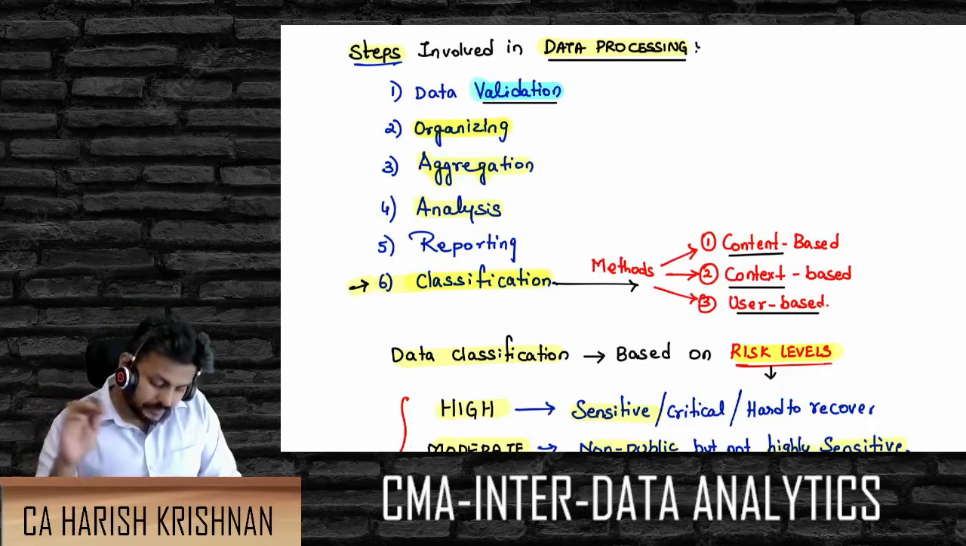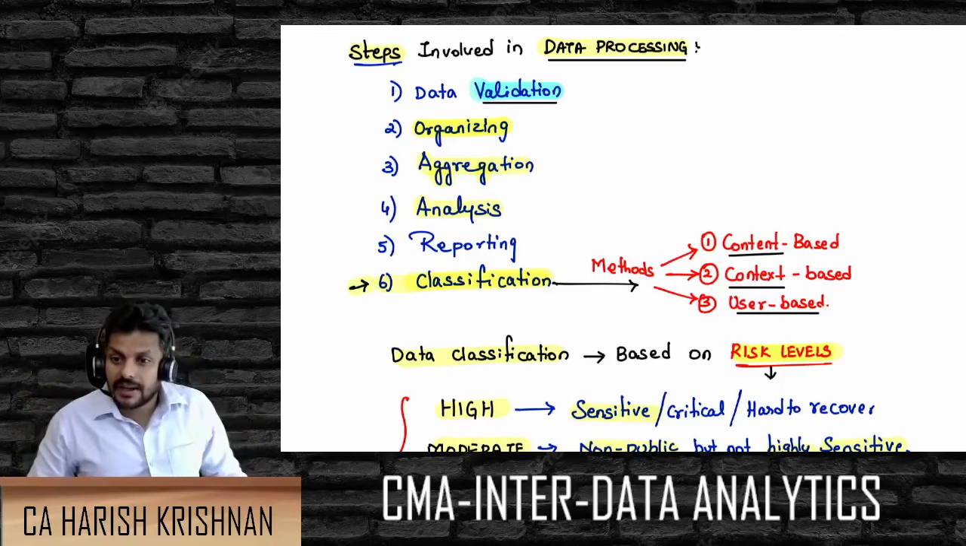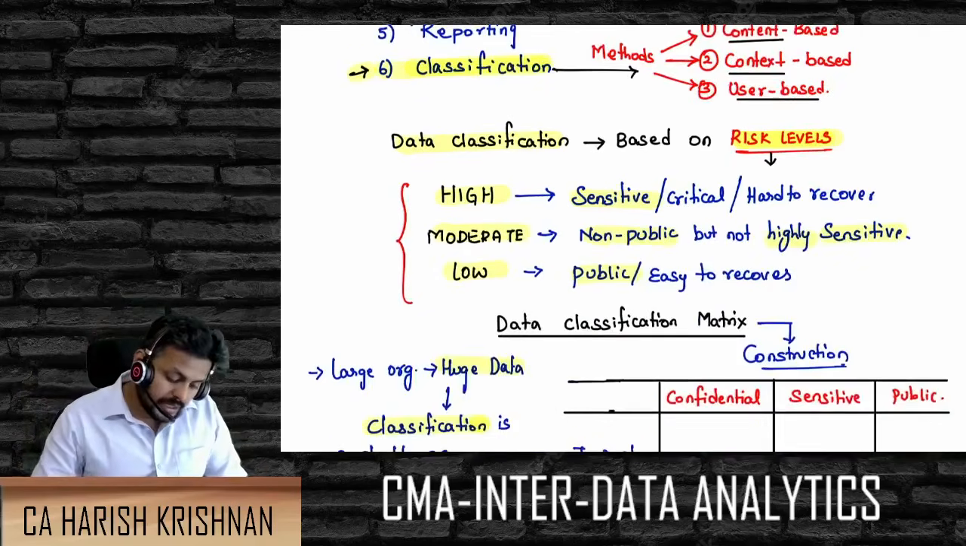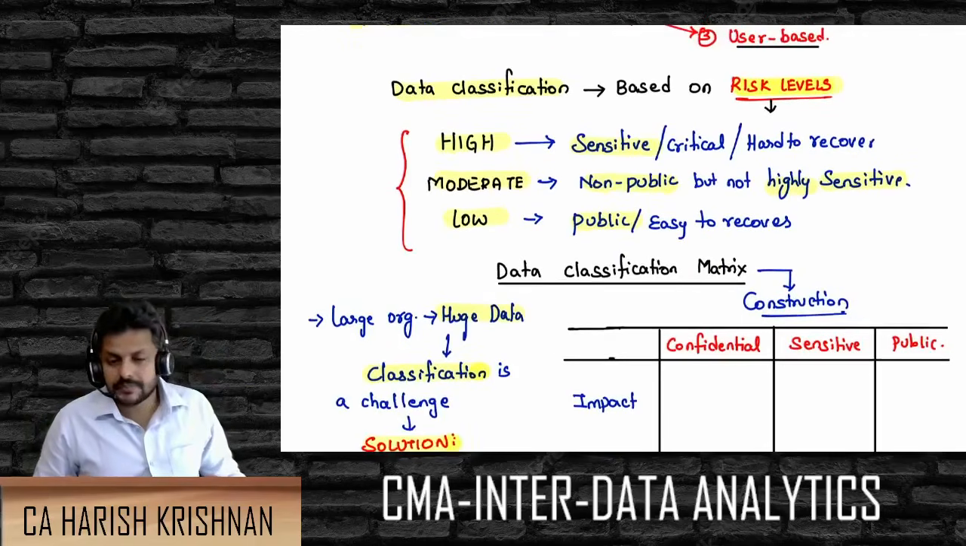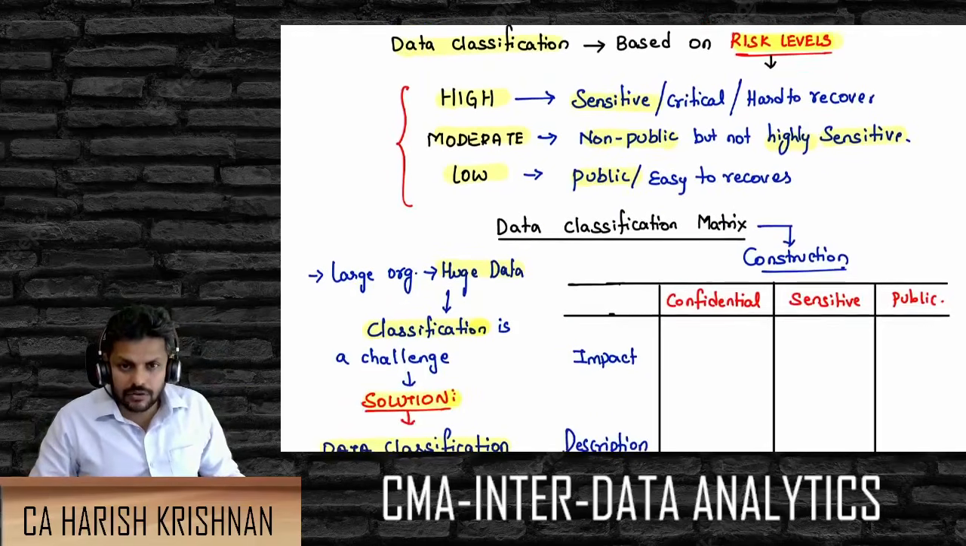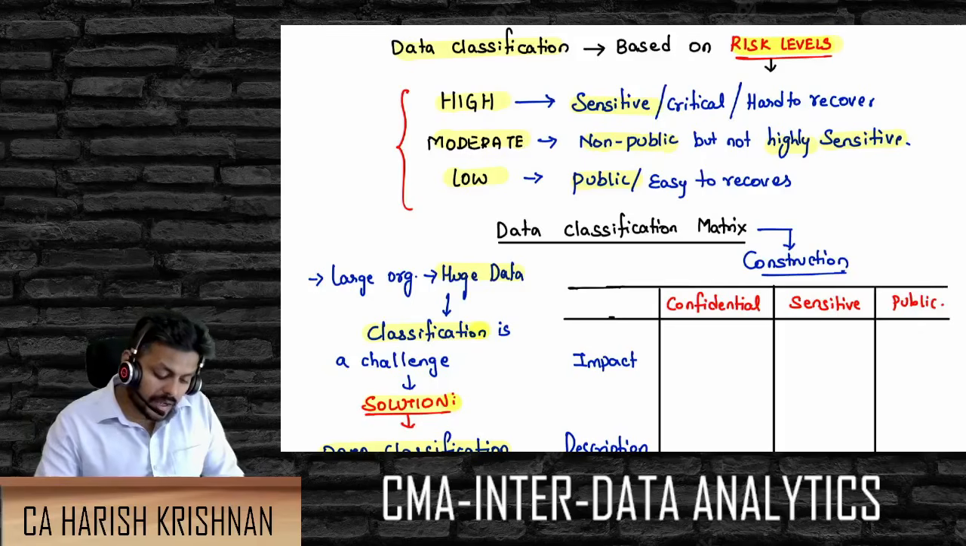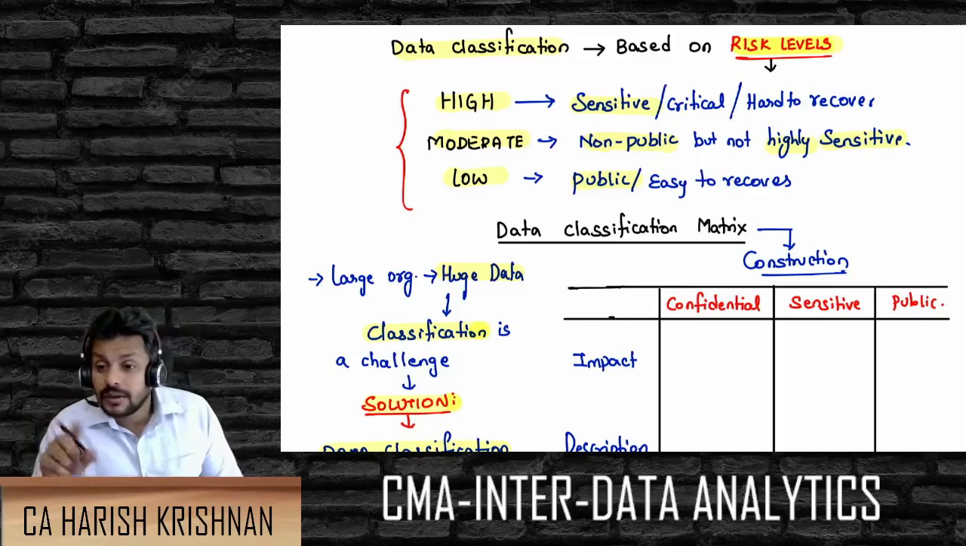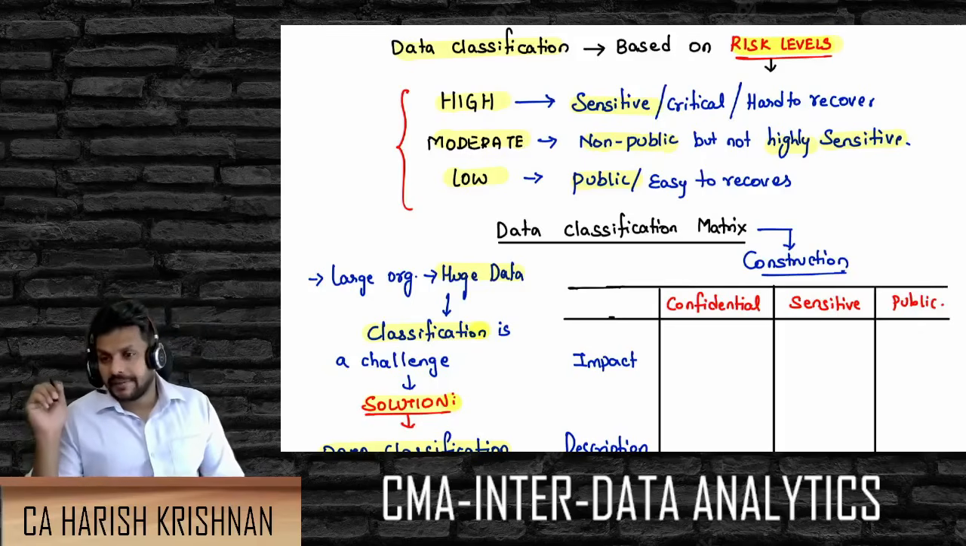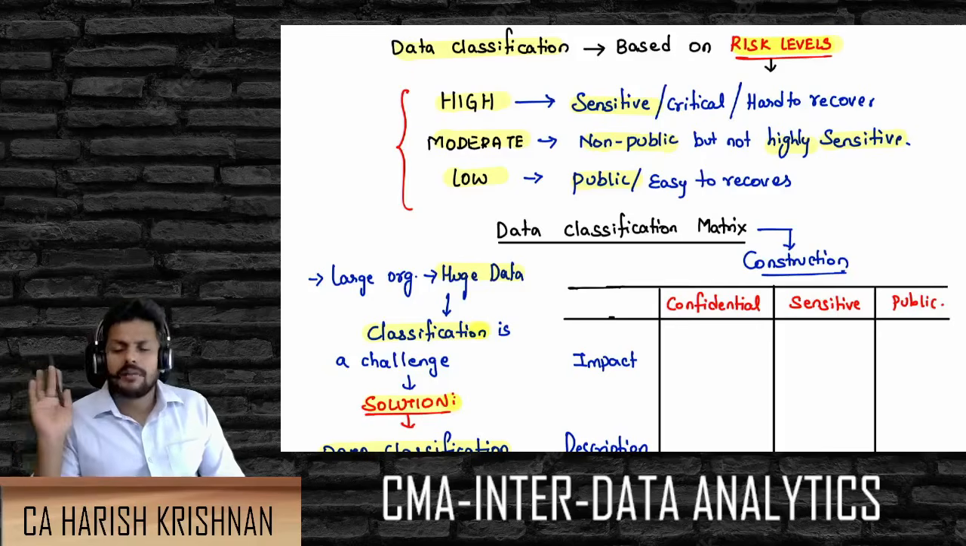Okay, then another type of data classification is where you can classify data based on the risk involved in it. There are three types of classification here. Data classification based on risk levels: high, moderate, low. High risk are those data which are very sensitive, critical, and hard to recover. In the event of you losing the data, it is very, very hard to recover.